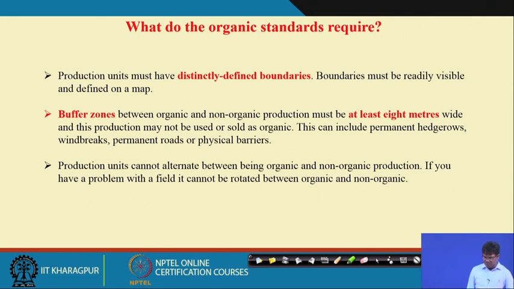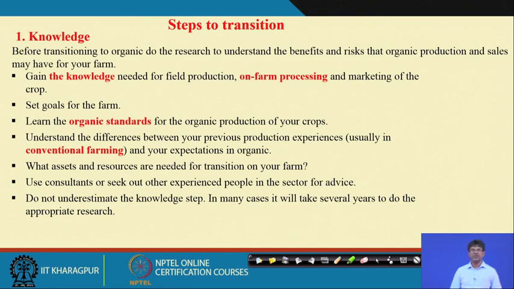Production units cannot alternate between organic and non-organic randomly. So, that is one of the limitations when you go for organic certification or the organic standard that should be carried. So, if you go for the step transition, how can you go for the transition?